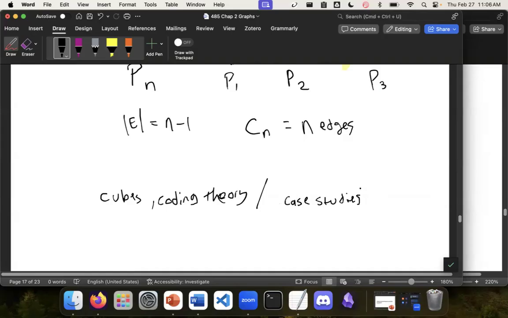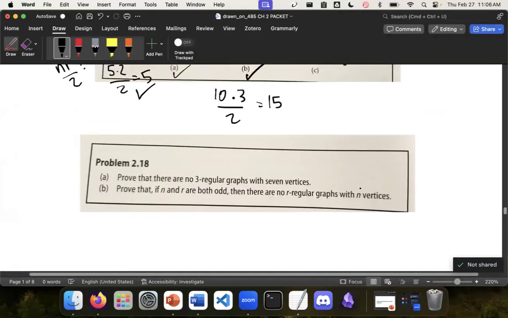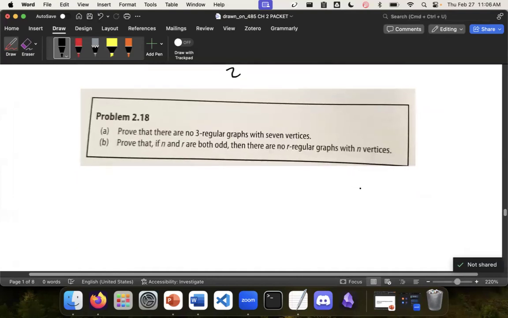So for the rest of the class, let's see, where did we start or stop? I figure we go through the packet and that's our practice. So we stopped at problem 18.